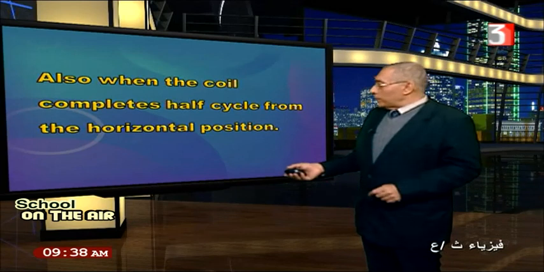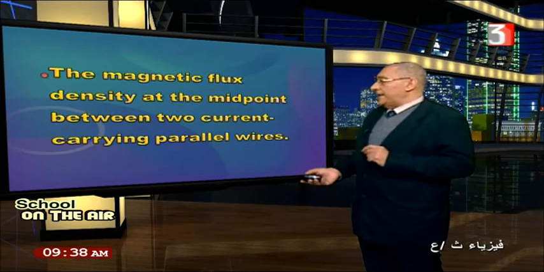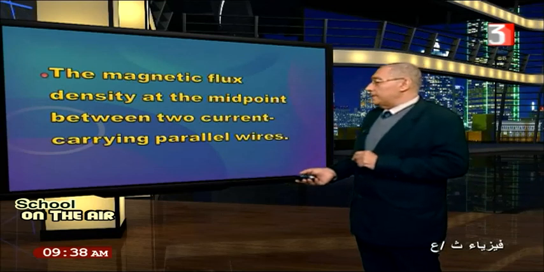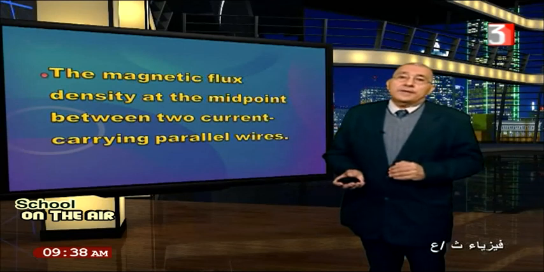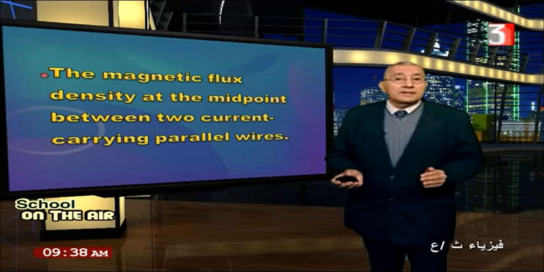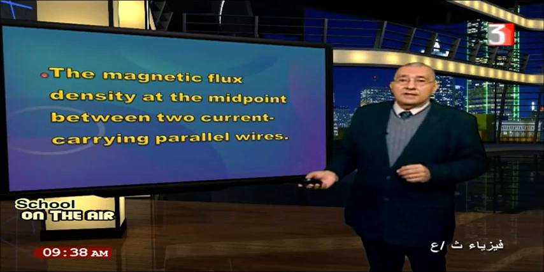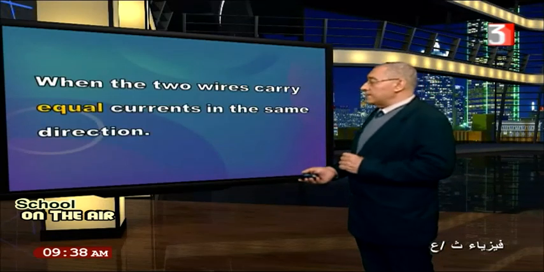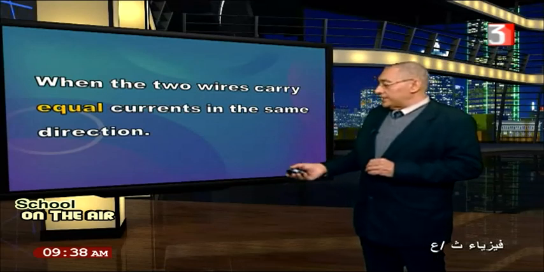Talking about the same question, when does the magnetic flux density at the midpoint between two straight wires equal 0? This happens when the two wires carry currents of the same intensity in the same direction. When the two wires carry equal currents in the same direction.